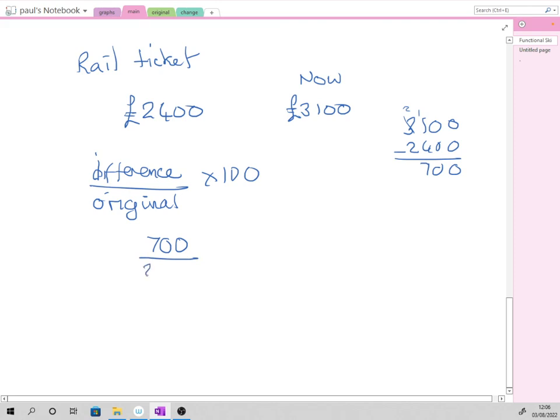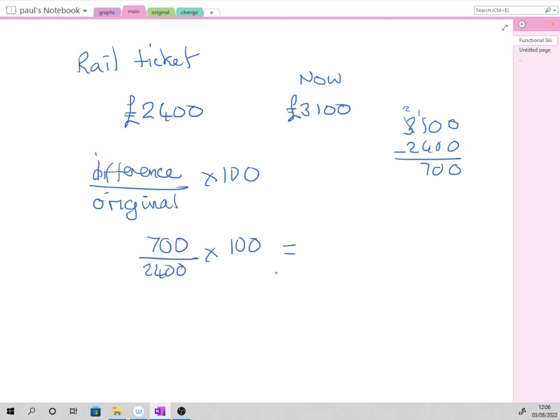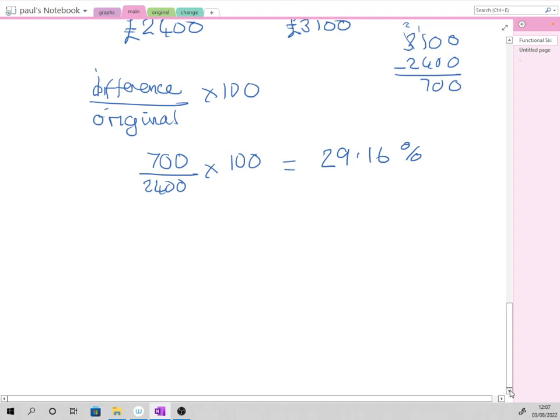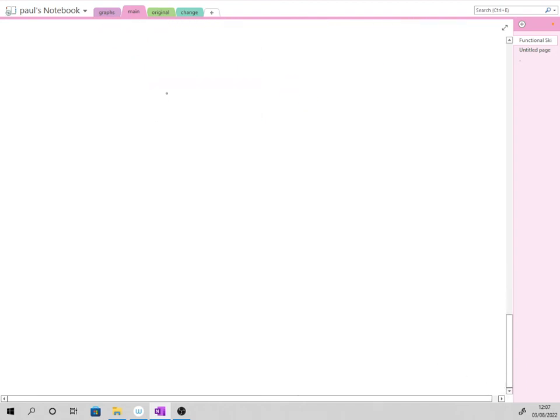The original is 2400, times by 100, and that will tell you what percentage they've tacked on. So 700 divided by 2400 times 100, and it's 29, more or less, 29.16%. Yeah, huge increase. Yeah, 29% increase. Now let's just show you that if it goes down, it doesn't matter.